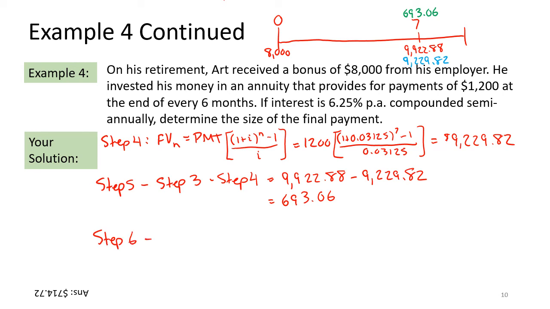So step 6 is that outstanding balance, $693.06, multiplied by 1 plus, in this case, the periodic rate of interest, because it's a simple annuity, or 0.03125. So if we calculate that out, we get a total amount of $714.72. Okay?